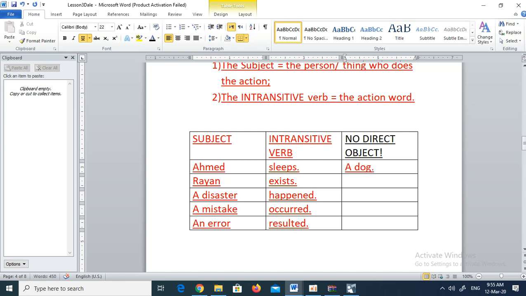Wrong. He sleeps. He doesn't sleep a dog. He doesn't sleep a computer. He doesn't sleep a hamburger. He simply sleeps. If I say Rian exists, I cannot say Rian exists a milkshake. I cannot say Rian exists his book. Wrong. All we do is we say Rian exists and the sentence ends there. The verb is intransitive, so it cannot take a direct object.